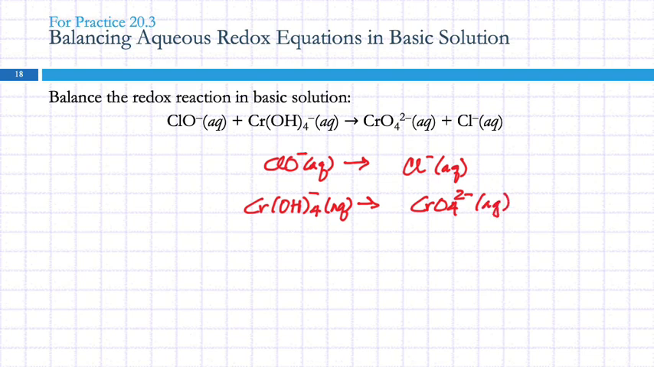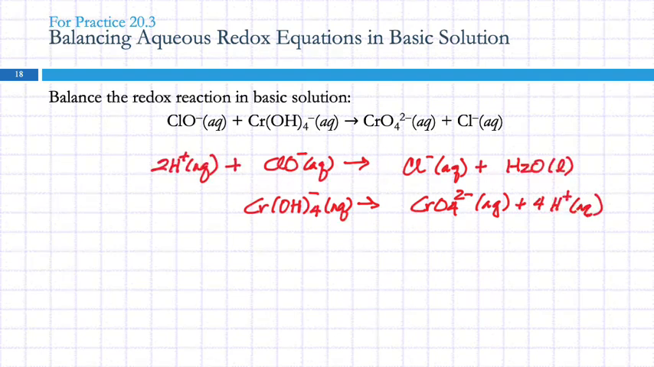Now we balance for mass, everything but hydrogen and oxygen. 1 chlorine, that's all good. 1 chromium, check. Now we balance oxygens with water. This is 1 oxygen and no oxygens. So you can do the hydroxide part at several different points. I'm just going to do it now. So I've got 2 hydrogen ions here. This is basic solution, so we can't have that. So I'm going to add 2 hydroxide ions, or 2 moles of hydroxide, to get rid of that, to neutralize it.